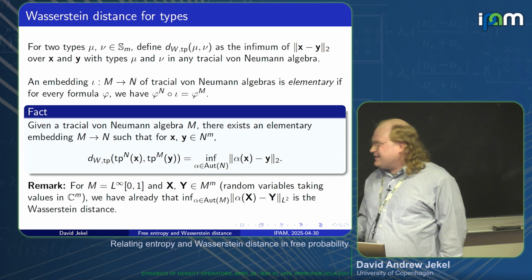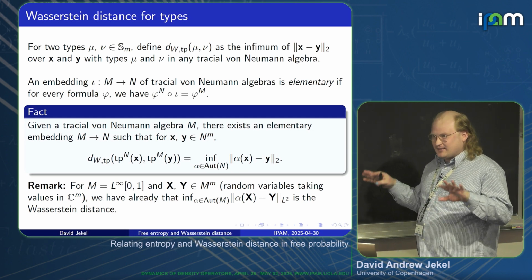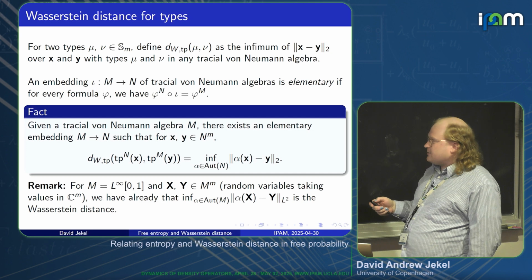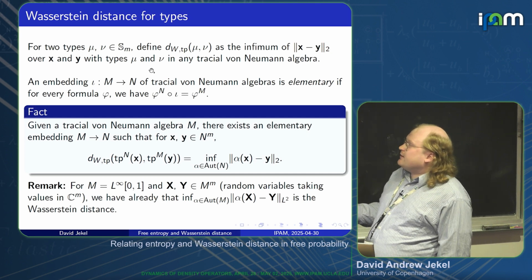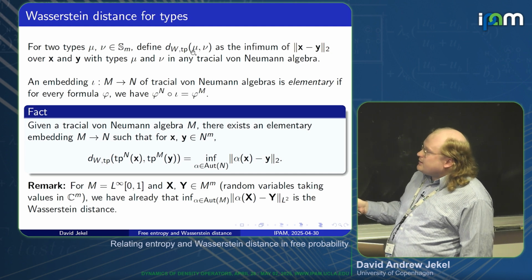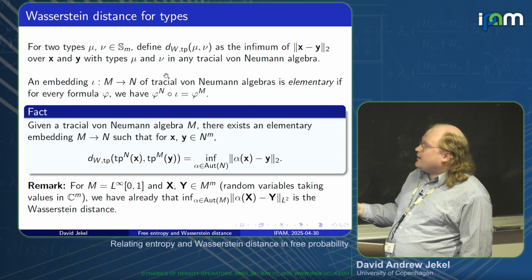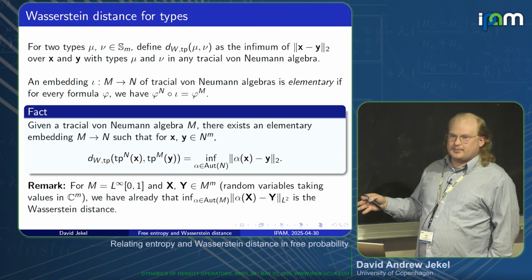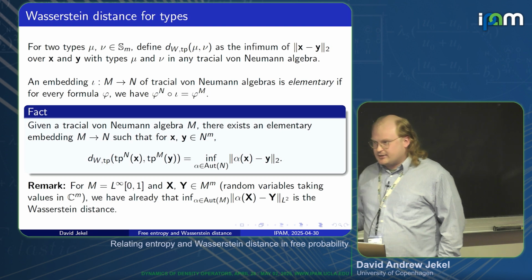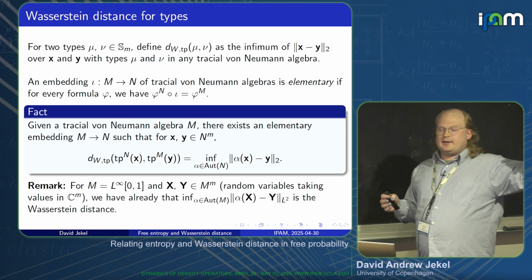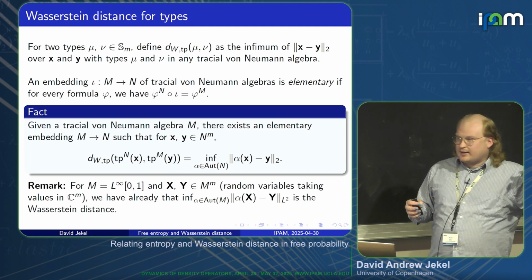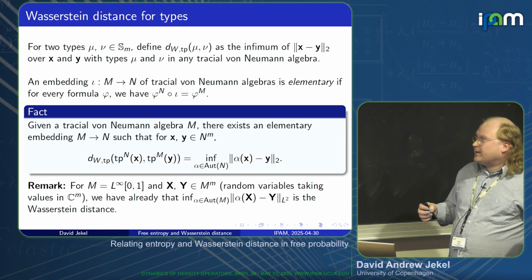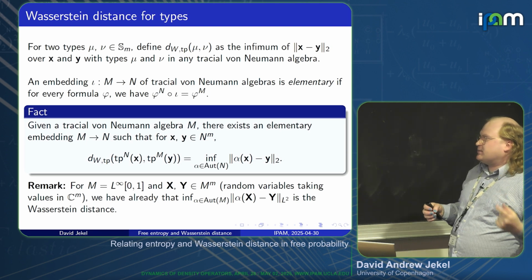All right, so despite the fact that there's a lot of bad things that happen, there are some very good things that happen with this space of types. I have not that much time, so I'll try to go quickly. The first nice fact is that the Wasserstein distance on this type space corresponds to the distance between automorphism orbits of tuples in a von Neumann algebra. Given any tracial von Neumann algebra, you can embed it in a larger one in a natural way that preserves the values of formulas, the so-called elementary embedding. And in this larger one, everything with the same type is conjugate by an automorphism. Therefore, the Wasserstein distance gives you the distance between automorphism orbits.